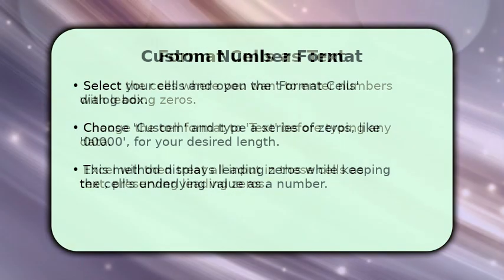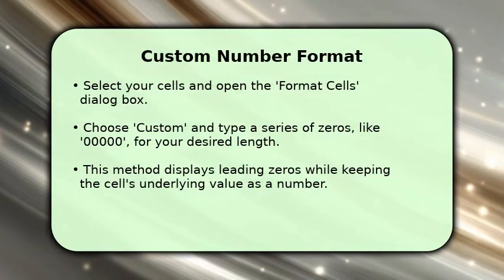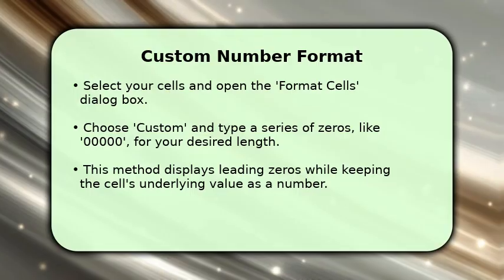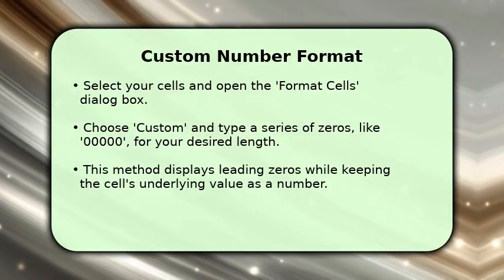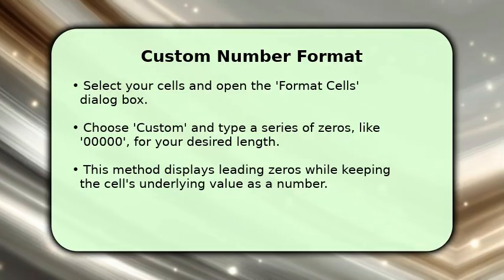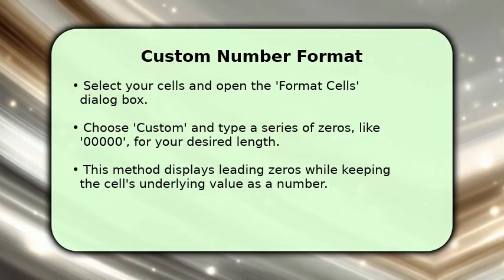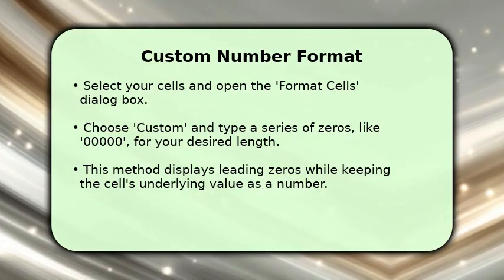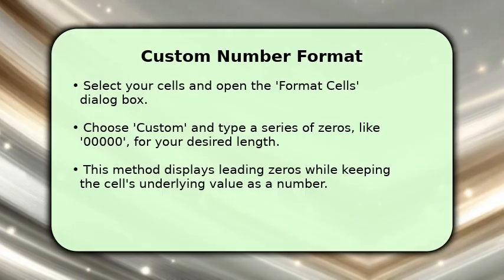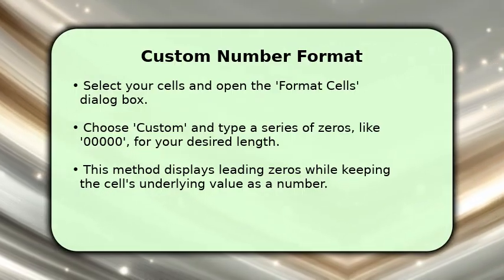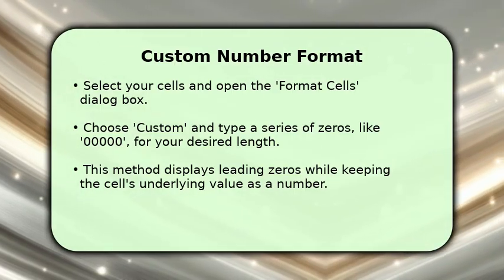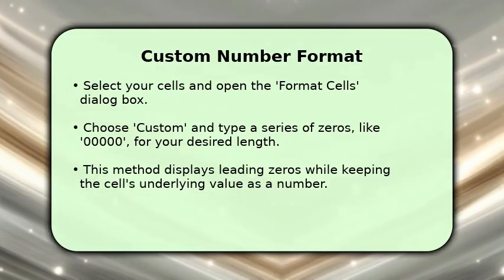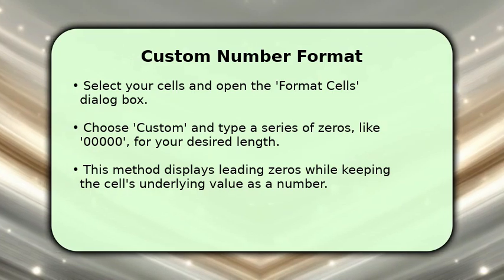Next, we have the custom number format, which is excellent if you want to maintain the numeric value of your data while still displaying leading zeros. Again, select your cells, right-click, and choose Format Cells. This time, go to the custom category. In the type box, enter a series of zeros corresponding to the total number of digits you want to display. For example, if you need 5 digits, type 5 zeros. Now, if you enter 123, it will display as 00123, but Excel still recognizes it as the number 123.